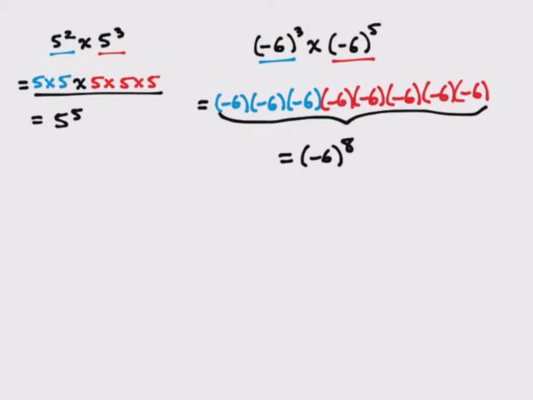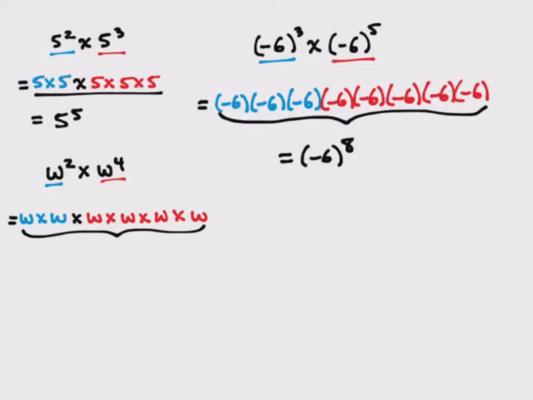Let's try another example using variables this time. How about w squared times w to the fourth power? Again, w squared we can rewrite as w times w. And w to the fourth power, we can rewrite as w times w times w times w. What do we end up with? We end up with 6 w's for a grand total of w to the sixth power.